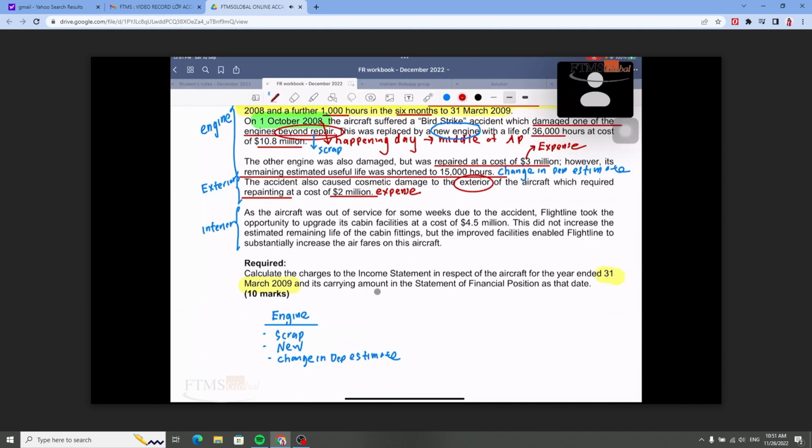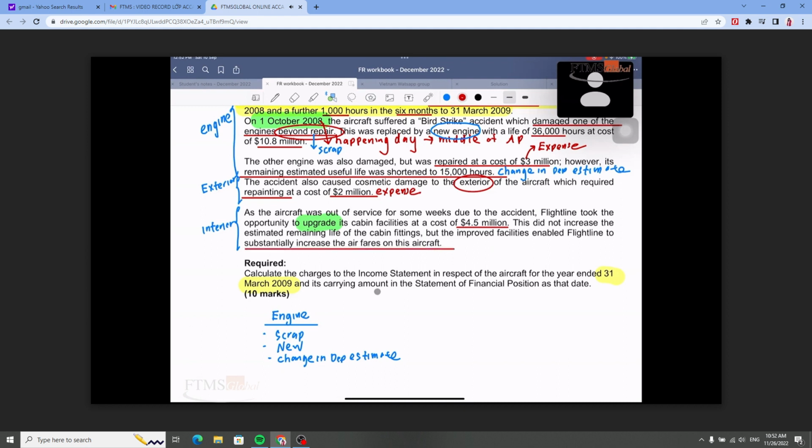Okay, and lastly is your interior. As the aircraft was out of service for some weeks due to the accident, Frightline took the opportunity to upgrade. So the keyword is upgrade. Hopefully you remember what's upgrade. Means to say there's improvement. Upgrade the cabin facility at a cost of 4.5 million. Okay, then they say this did not increase the estimated life, but improve facility enable Frightline to substantially increase the airfare.